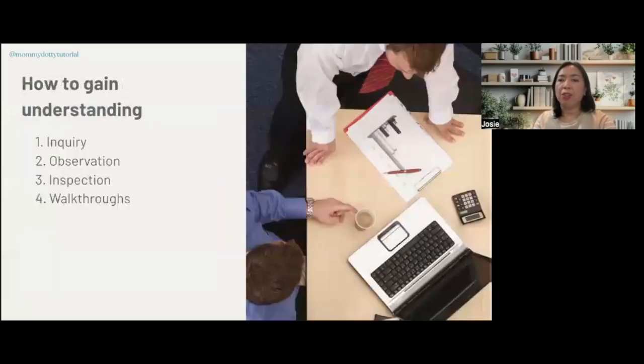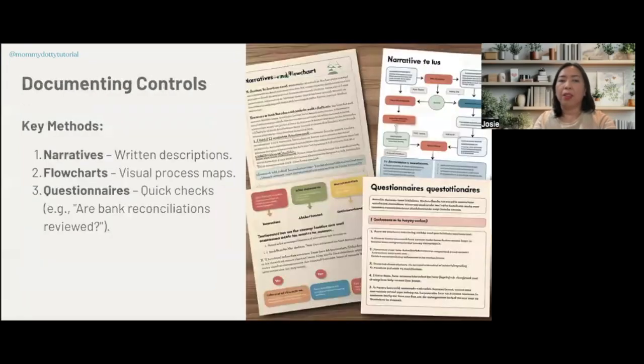Okay. So how do we gain understanding of the internal control process? We can do inquiry, observation, inspection, and walkthrough. Documenting controls isn't just busy work. It's how auditors understand the process. So on exams, you might get a question like, which method is best for complex processes? So you got to answer flowcharts.